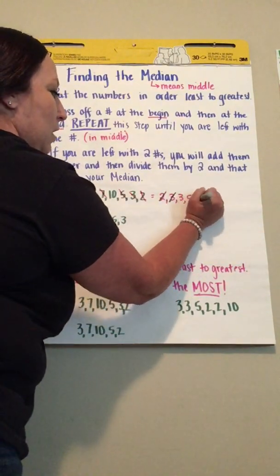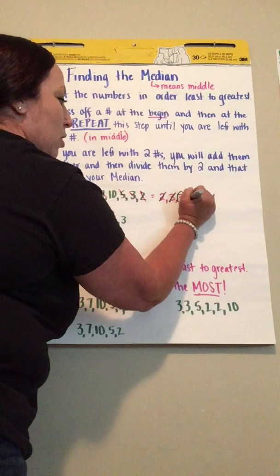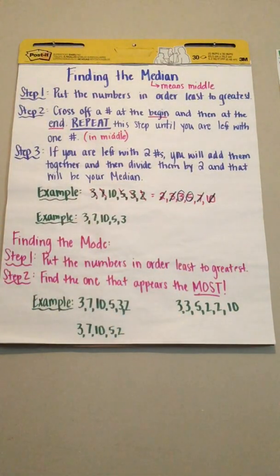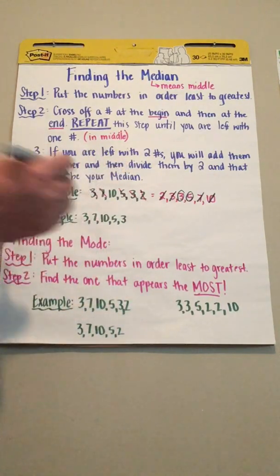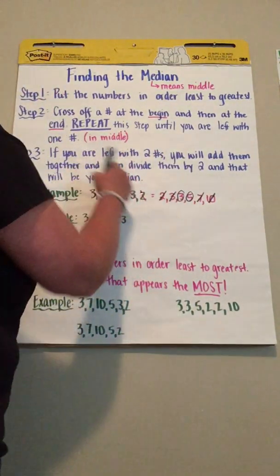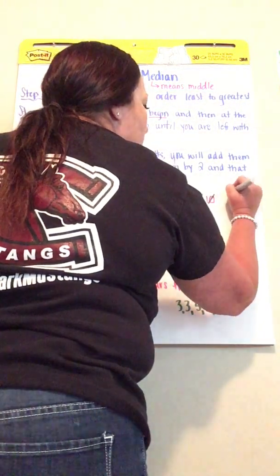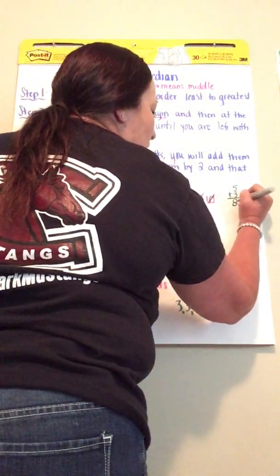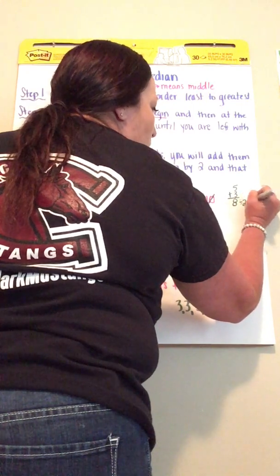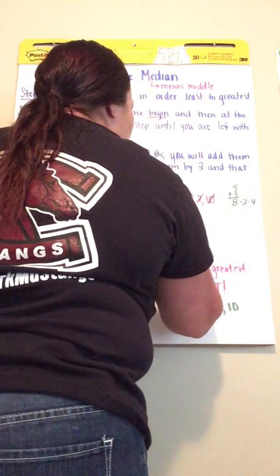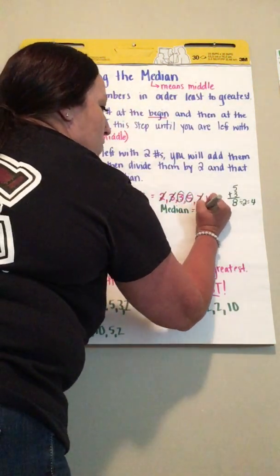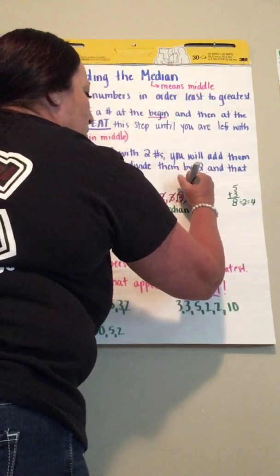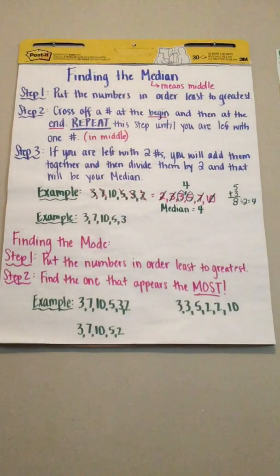And beginning, and now I'm left with two numbers. I'm left with 3 and 5. So hopefully we know what the number is between 3 and 5, and we know there's going to be 4. But in order to do step 3 and to show you, I'm going to do 5 plus 3, which is 8, and then 8 divided by 2, which is 4. So my median for this one equals 4, because that is the number that falls between those two numbers.